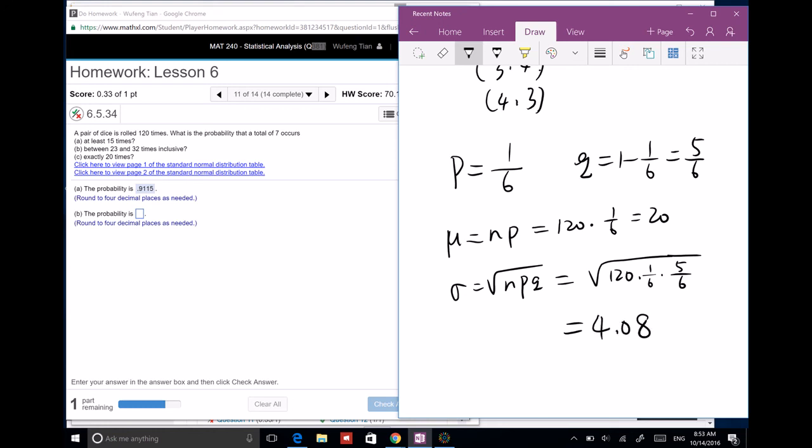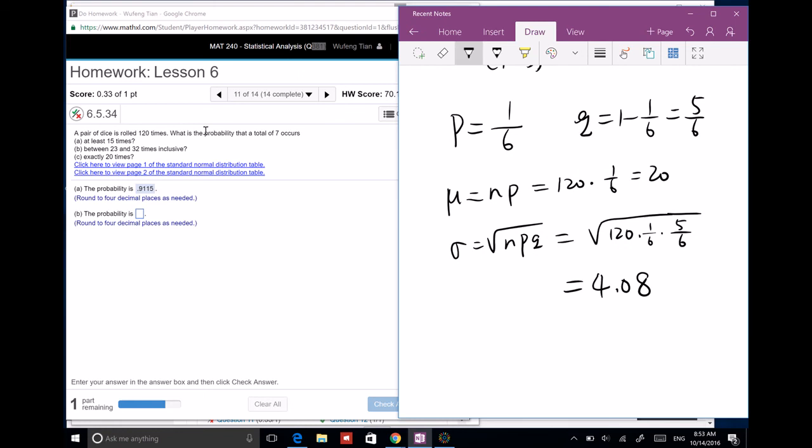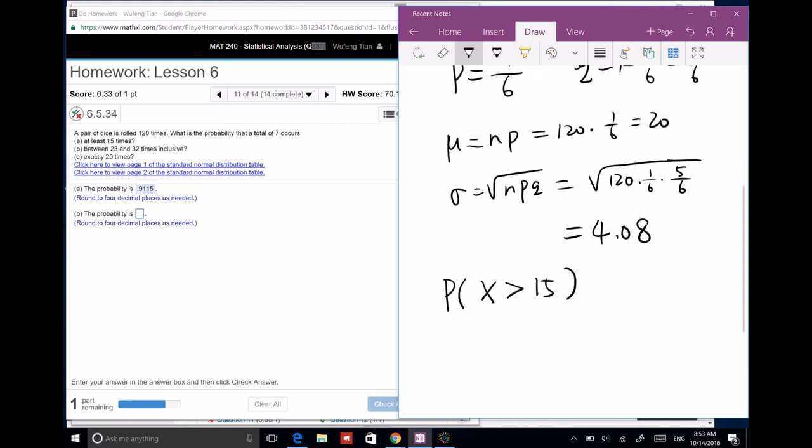4.08. What do you need to do? Now you have mu, you have sigma. It says at least 15 times, so you just use x is bigger than 15. You have your mu, you have your sigma. You can use the formula now.